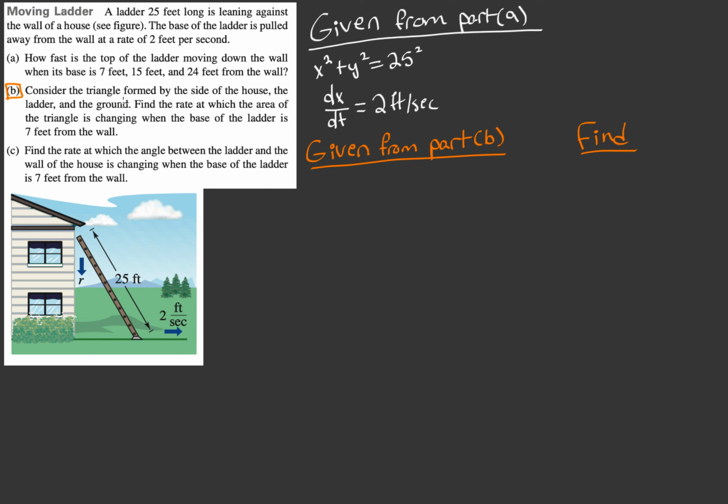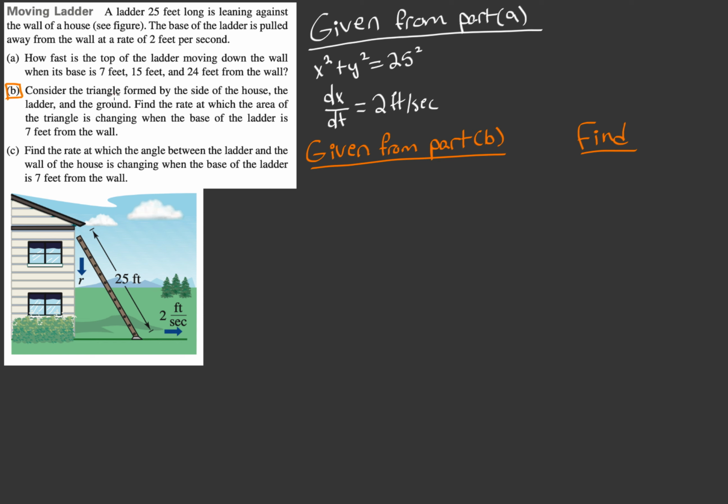So, consider the triangle formed by the side of the house, the ladder, and the ground. Find the rate at which the area of the triangle is changing when the base of the ladder is 7 feet from the wall. So, given from part A, we had a triangle here that has x squared plus y squared equals 25 squared, and the base of the ladder is being pulled at 2 feet per second.